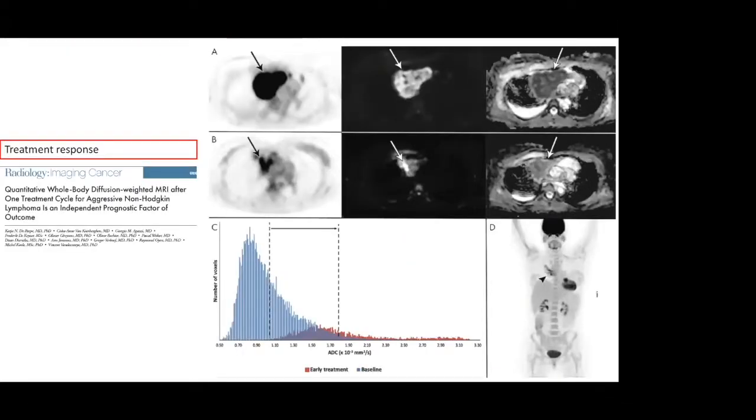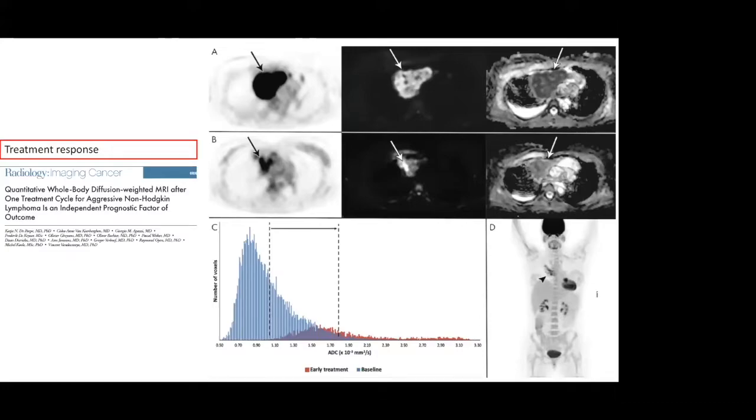This was a paper by myself, published this year in Radiology: Imaging Cancer. What we've done is we included 45 patients with aggressive non-Hodgkin lymphoma. We gave them a whole body MRI and a PET at the baseline. And then we did a whole body CT and whole body MRI after 1 cycle. So 1 cycle is about 2 to 3 weeks.